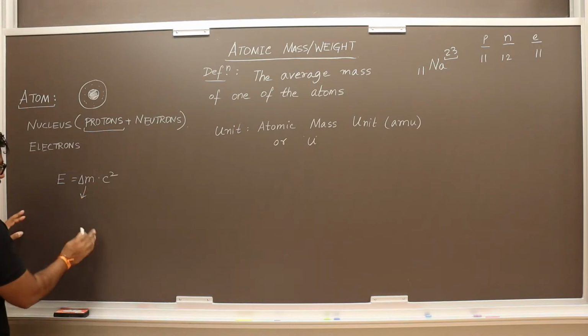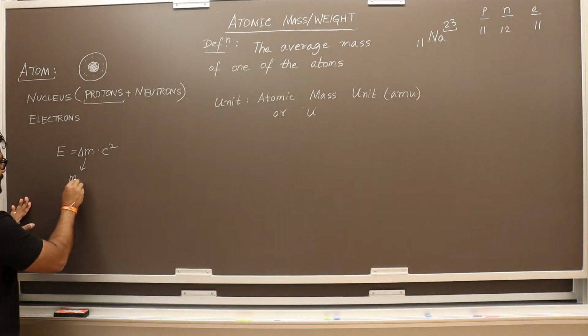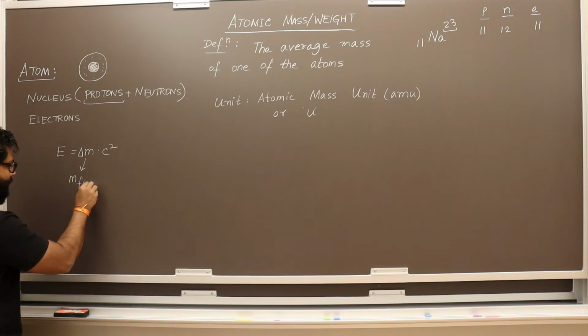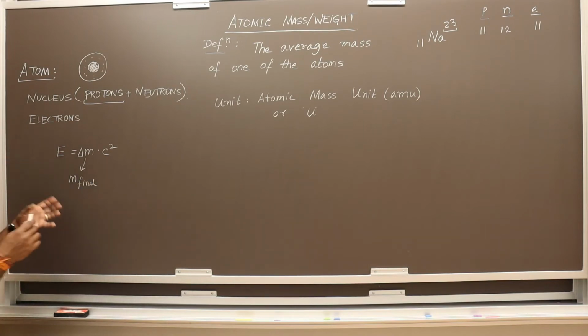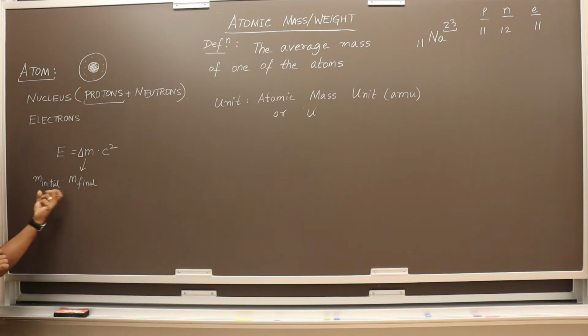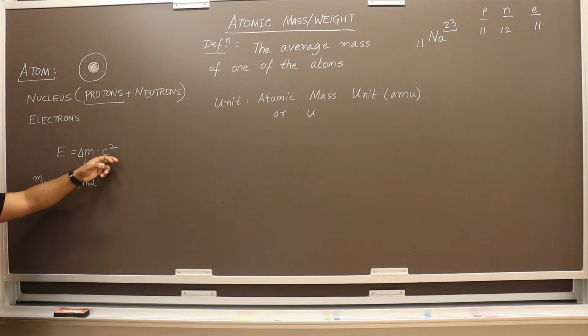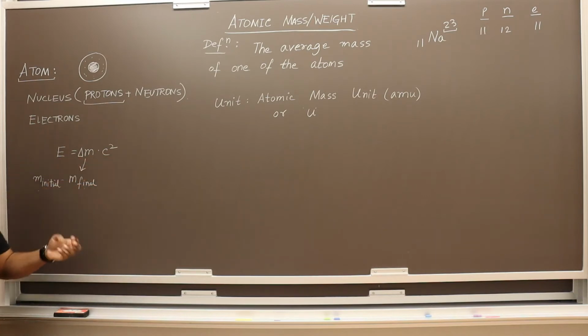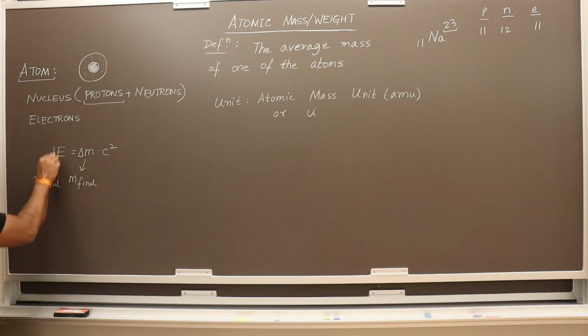So this delta m means there was some initial mass of the nucleus, and there was some final mass. These two are not the same. The final mass is a slightly lower value. If you take that difference and multiply by the square of the speed of light, which is 3 into 10 to the power 8 meter per second, this energy is called the binding energy, right? So this is the binding energy.